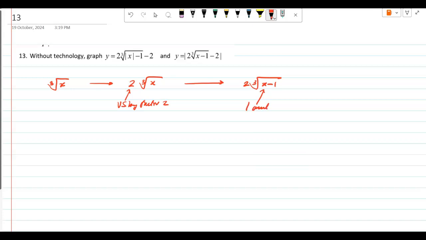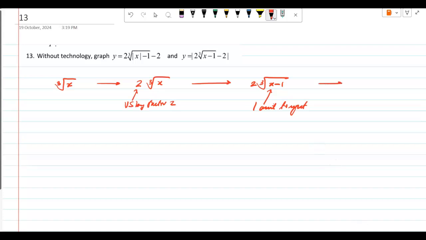1 unit to the right. Yeah. And then what do you do? Vertical translation 2 units down. 2 units down. Then you have to mod that. Mod x. Mod x. That's what it was. Mod x. Now see what to do.